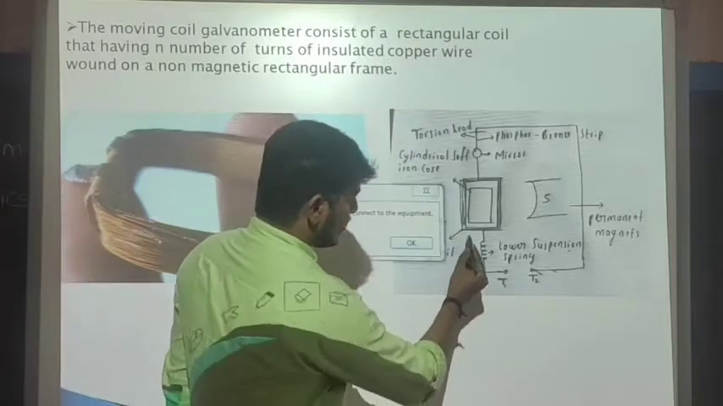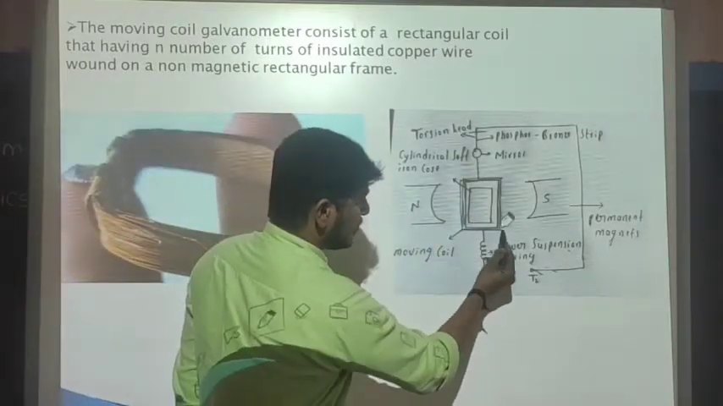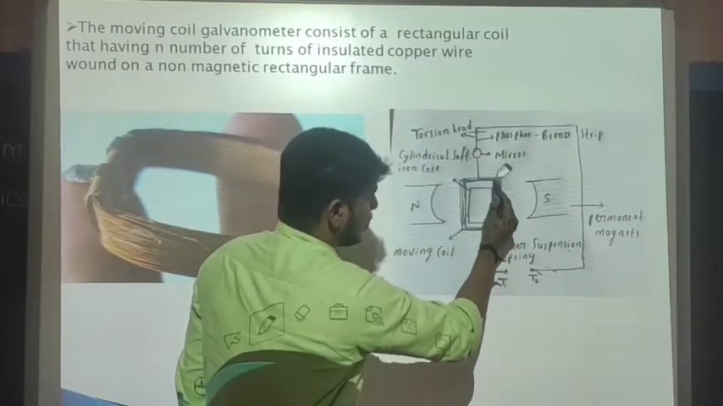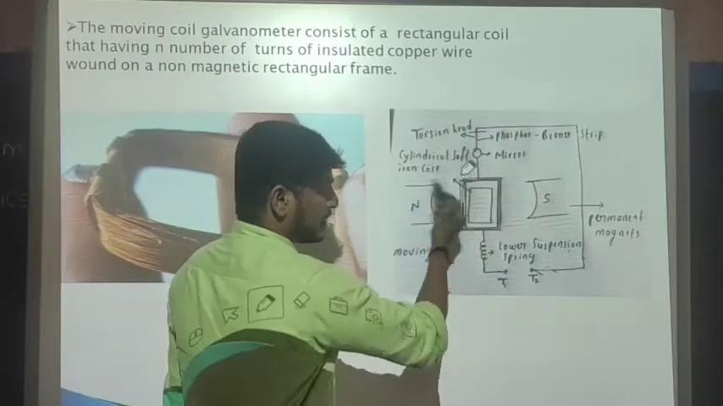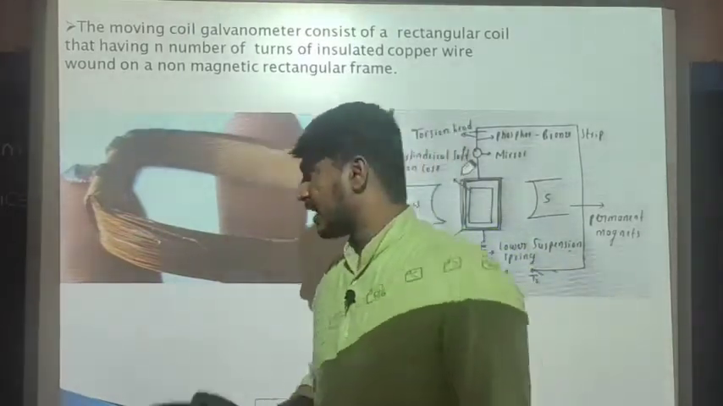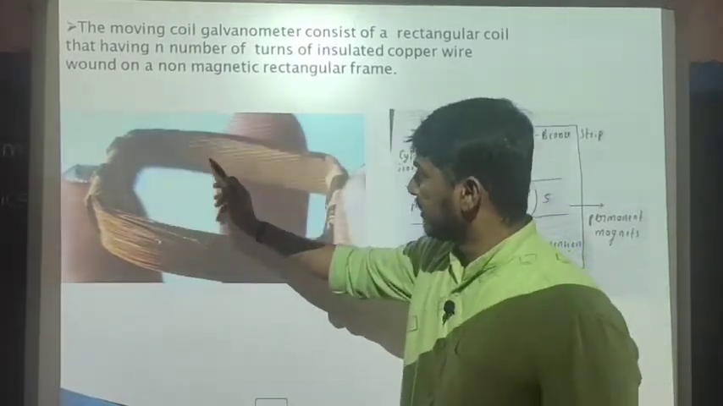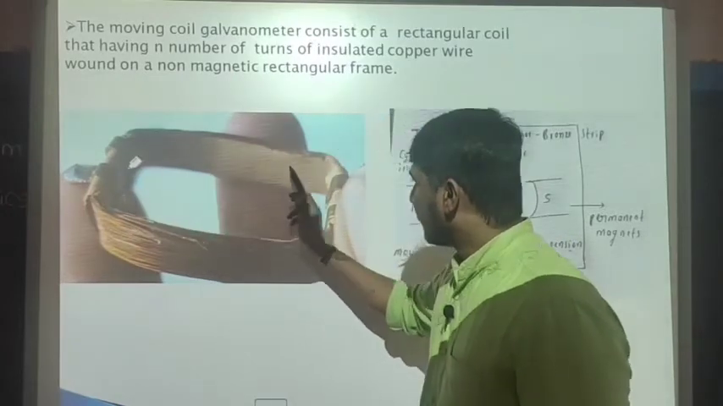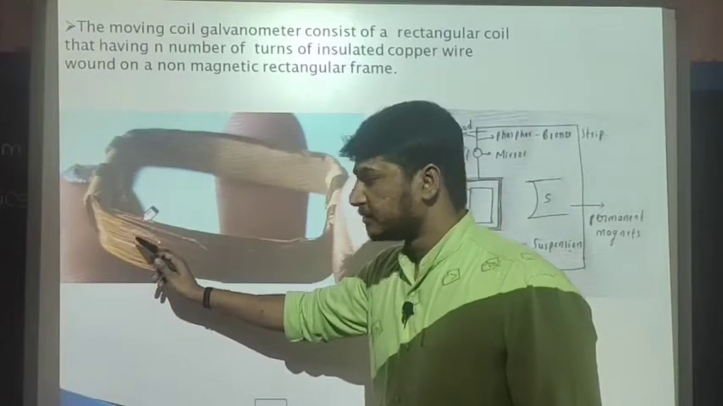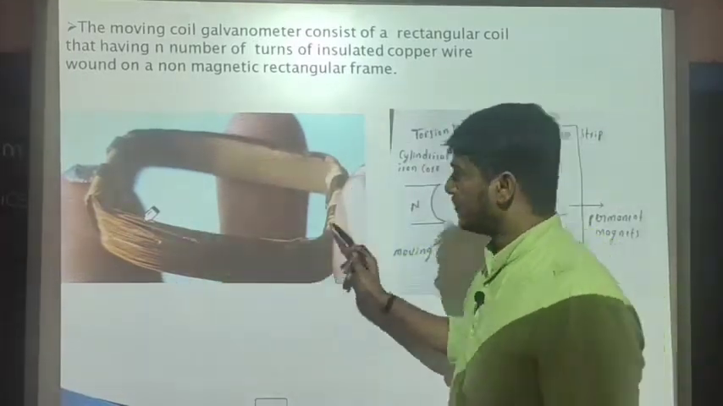Here you can see that in the block diagram, this is the moving coil which is made up of copper wire, and I have captured some photos from an actual ballistic galvanometer. This is how the moving coil looks. Here you can see this is the non-metallic frame, and above the non-metallic frame a copper wire is wound. This is the moving coil.